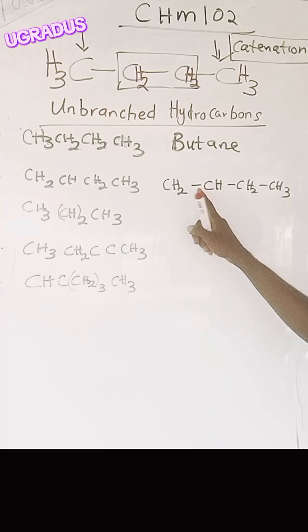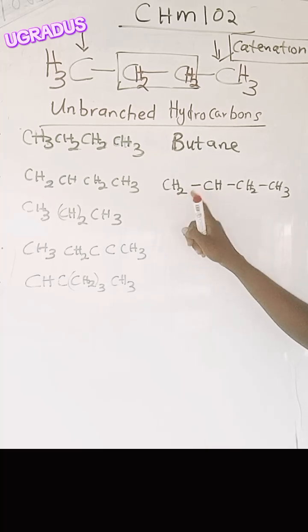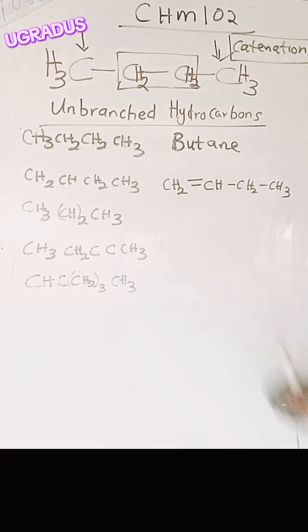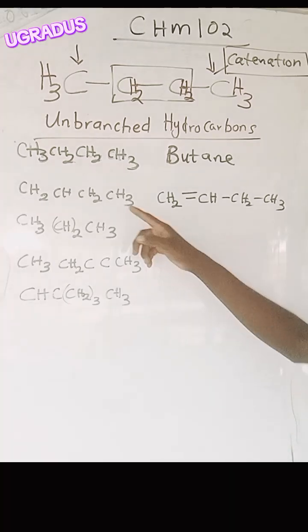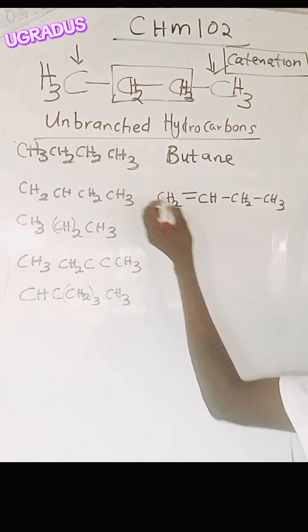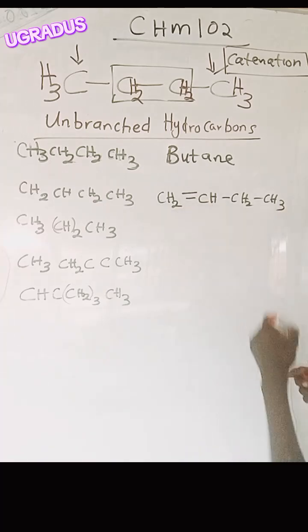This one is only having 1, 2, 3, while this one is having 1, 2, 3. So for us to balance it, we have to put a double bond. So by so doing, we know that this compound is not an alkane; the alkane rule is not obeyed. So therefore, I'm going to now say this is an alkene. So how do you name this compound?